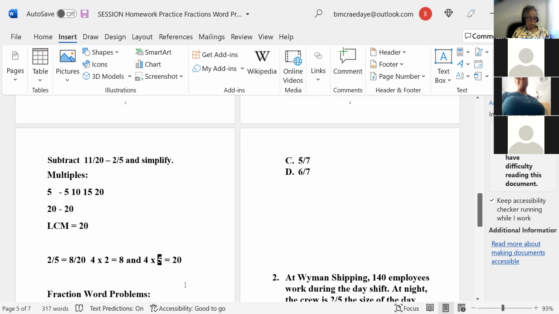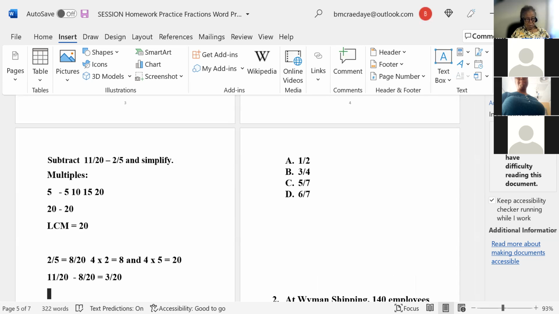All right, so now we have what? 11 over 20 minus what? Minus 8 over 20. Right, 11 over 20 minus 8 over 20. And what is that equal to, Maureen? 3 over 20. All right, is that simplified?